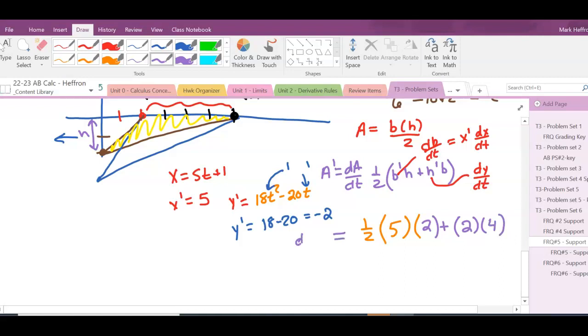This is our change in area with respect to time. So we've got 5 plus 8 is 13 units of length squared per time, and we were given none of that.